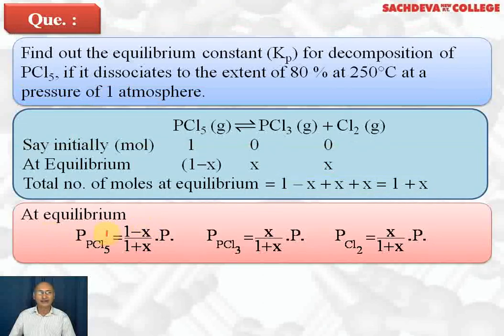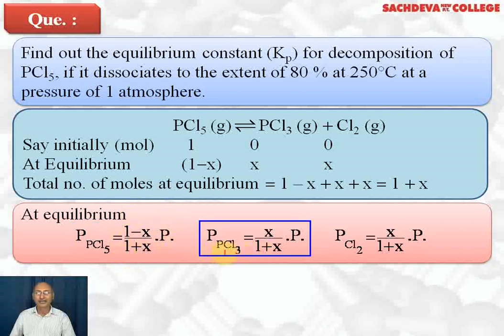Now at equilibrium, we want to find the partial pressure of PCl5. Partial pressure of any gas is the mole fraction of that gas times the total pressure. Mole fraction, how do we calculate? The number of moles of that substance divided by the total number of moles. 1 minus X is the number of moles at equilibrium for PCl5. We divide by the total number of moles, that is 1 plus X, into total pressure. This gives us the partial pressure of PCl5.